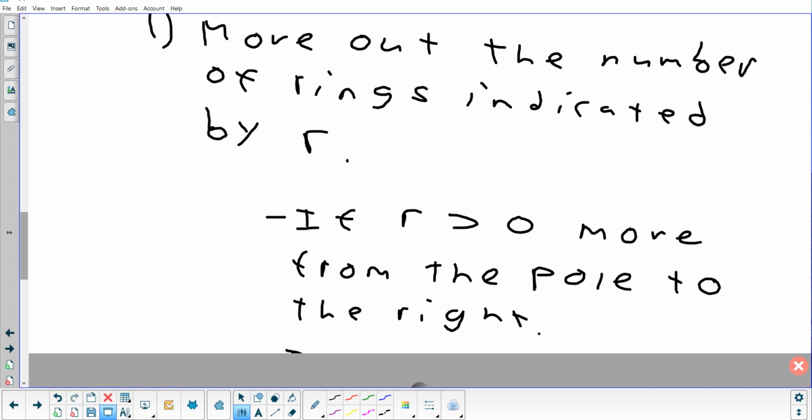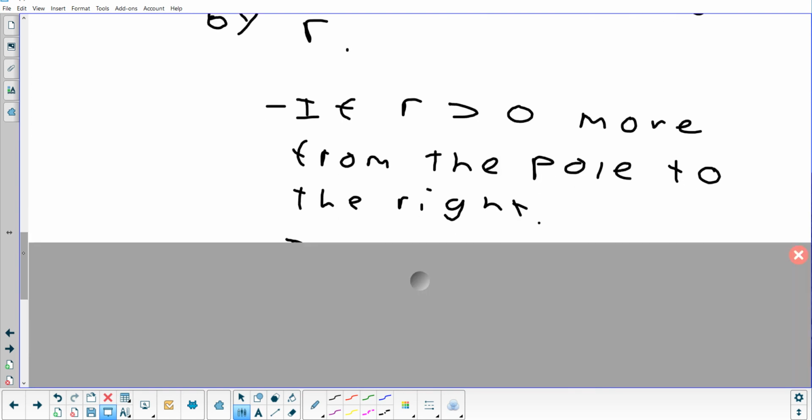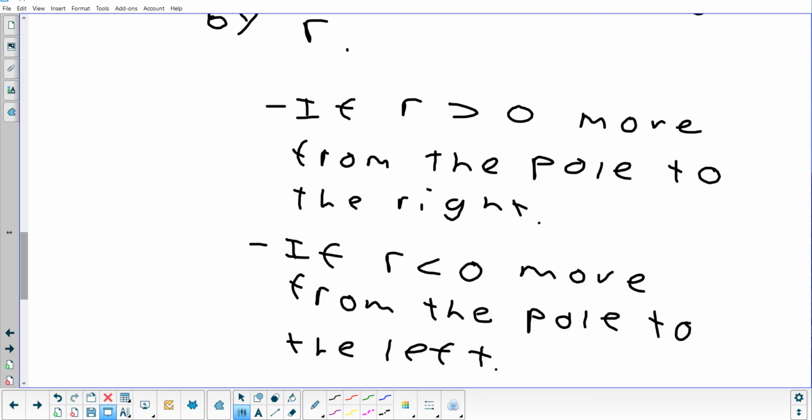So if R is greater than 0, you're going to move to the right. How far to the right? Well, it depends what R is. If R is 3, move 3 to the right. If R is 6, move 6 to the right. It could be a decimal, 2.5. So move 2.5 to the right. Which way do you think you would move if R is negative? To the left. And you move to the left however many units it tells you to move.